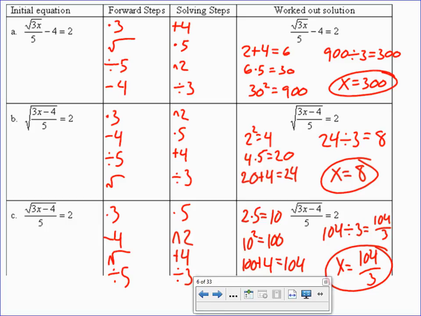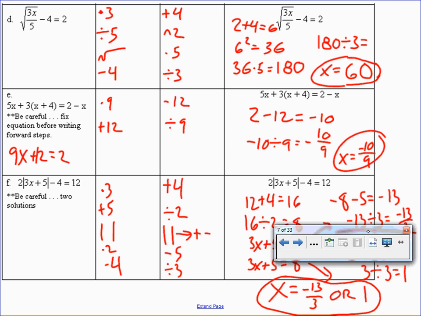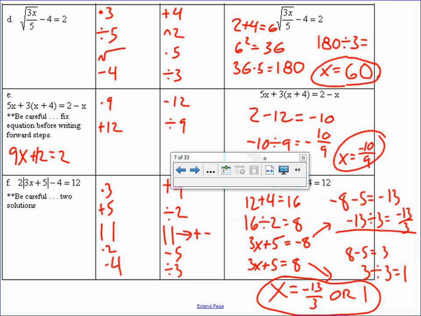Solving equations, rewriting formulas, worksheet. Letter A, x is 300. B, x is 8. C, x is 104 thirds, and you could certainly change that to a decimal if you wanted to. For now, we're concerned with our order of operations. D, x is 60. E, x is negative 10/9. F, x is negative 13 thirds or 1.